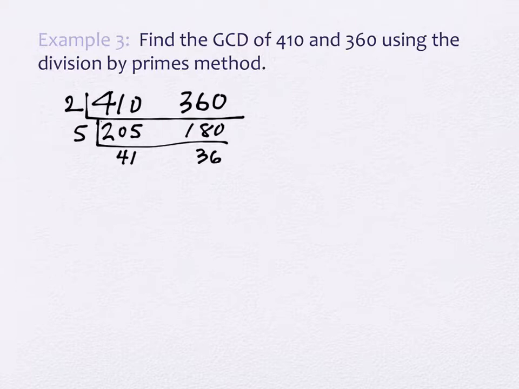And in fact, 41 itself is a prime number. You may not know that. It's kind of a large prime number compared to what the lists are that you learn, but it is prime. So we stop at this point. The answer for the GCD is everything you divided by multiplied together.